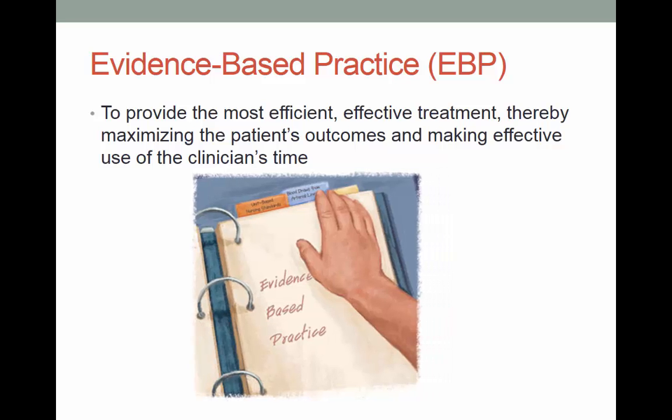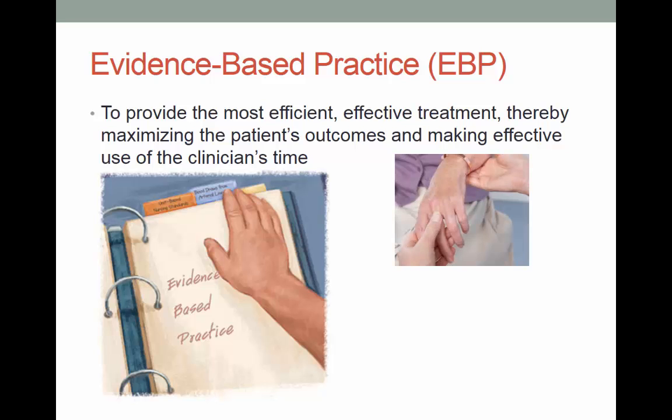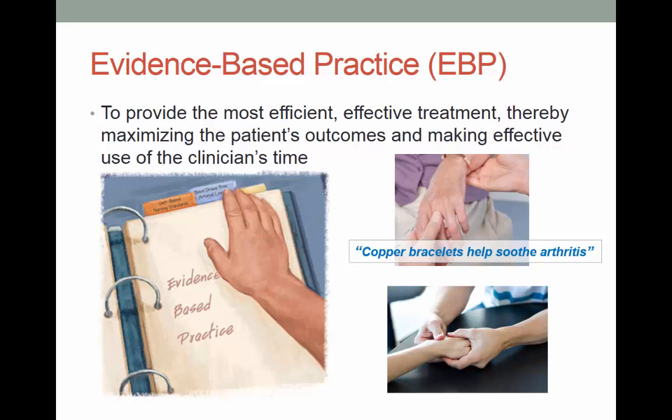For example, what if we have a patient with wrist pain? You have two choices. Choice 1 is copper bracelets. Reports have indicated that copper bracelets help to soothe arthritis. This is one choice, or maybe you want another option. Joint mobilizations can help relieve signs and symptoms of arthritis. So which treatment do you choose?